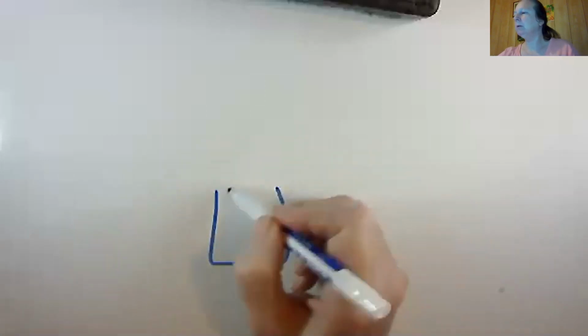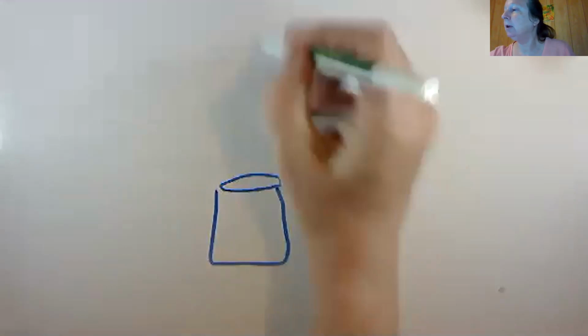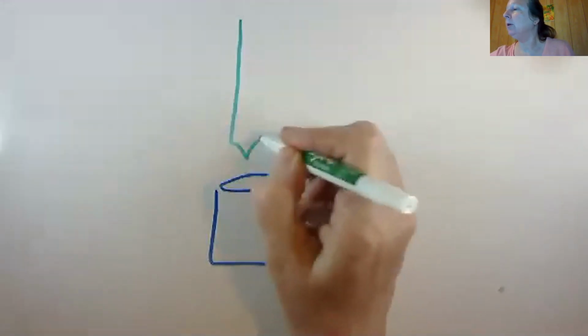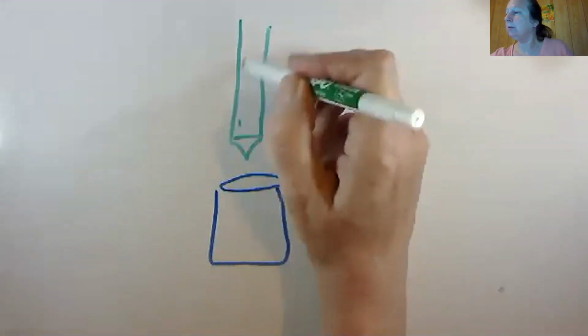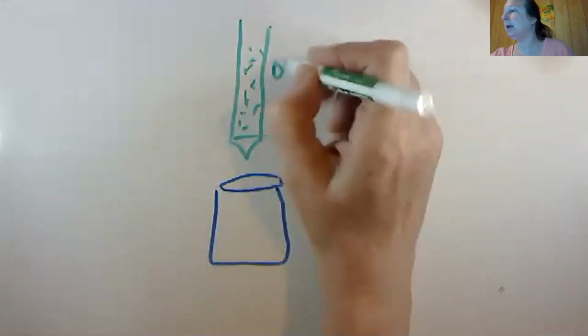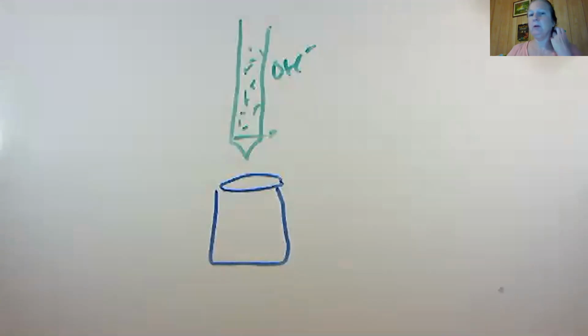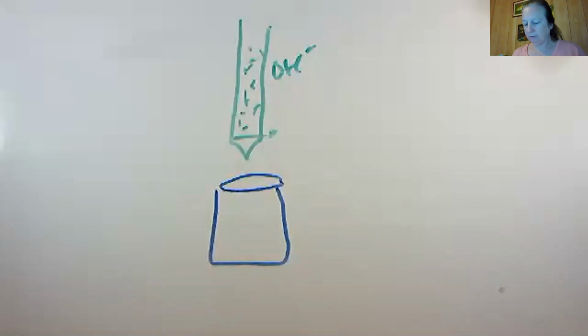So we'll just draw a beaker. Right, my wonderful modern art. And you have a burette with your titrant. We're going to analyze an acid, and so this is a base. It doesn't matter if it's sodium hydroxide or potassium hydroxide, what really matters is the OH. And this is full of acid.